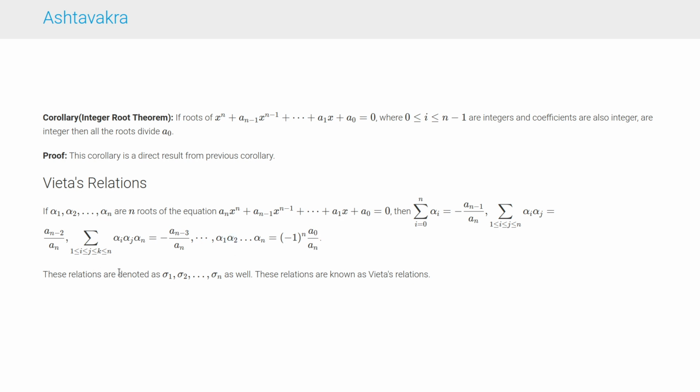These relations are also denoted as small sigma_1, sigma_2 through sigma_n as well. These relations are known as Vieta's relations because Vieta gave these relations. You can easily prove this by mathematical induction. You can start with one polynomial, x minus alpha, then go with (x minus alpha)(x minus beta) for a quadratic equation, and then you can assume it is true for n equal to m, and then prove it for n equal to m plus 1.